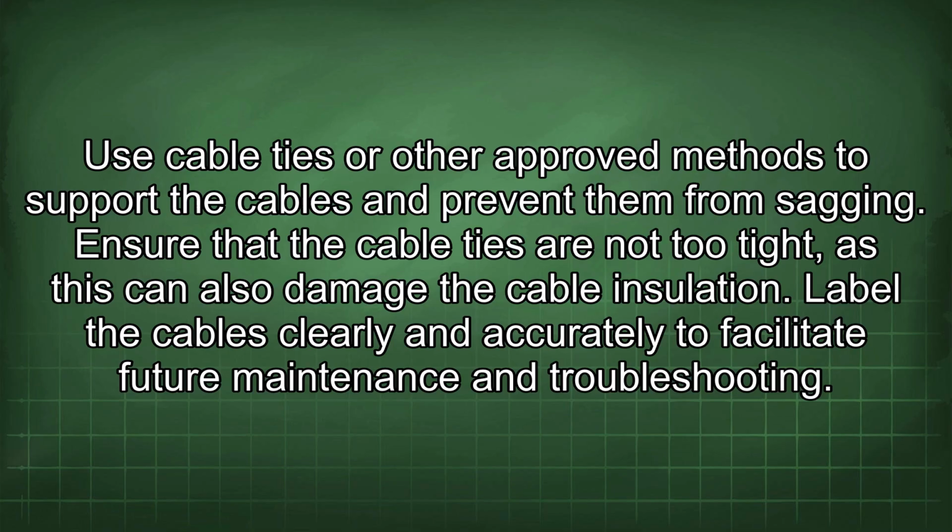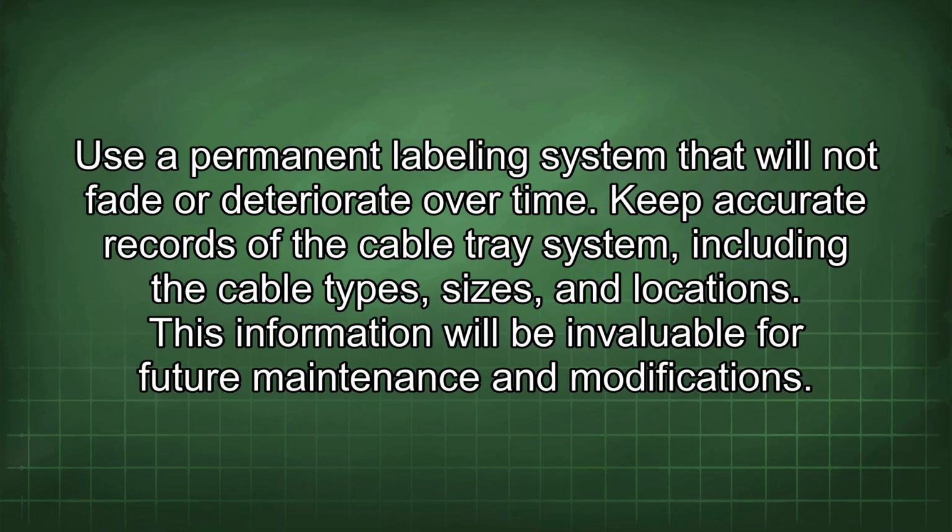Use cable ties or other approved methods to support the cables and prevent them from sagging. Ensure that the cable ties are not too tight, as this can also damage the cable insulation. Label the cables clearly and accurately to facilitate future maintenance and troubleshooting. Use a permanent labeling system that will not fade or deteriorate over time.